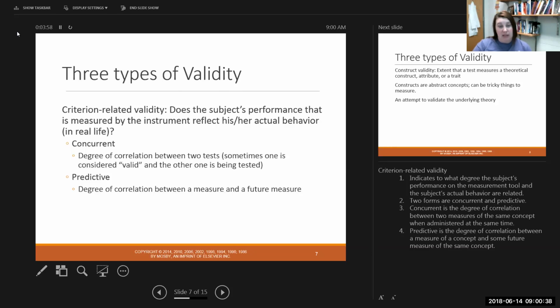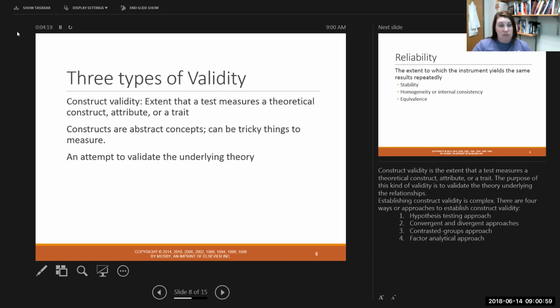To be valid when one is being tested. And then there's predictive, which is the degree of correlation between a measure of a concept and some future measurement of that same concept. So again, if I measure this now, if I measure this in the future, will there be the same outcomes? So, three types of validity.